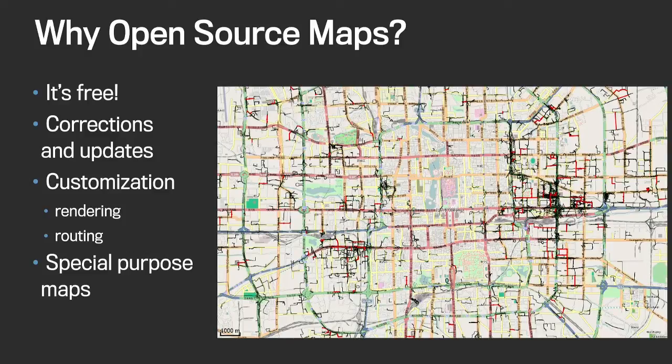And also it helps with customization. Sometimes if you need your own rendering style, or some special routing objective, then you can do it yourself. And also it's good for special purpose maps. Sometimes we want to build heat maps, and then we can also use OpenStreetMap. For example, in this graph, we show that if you use taxi traces, you can automatically find certain problems in your map and try to correct them.